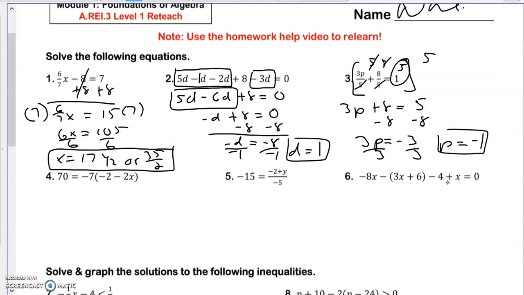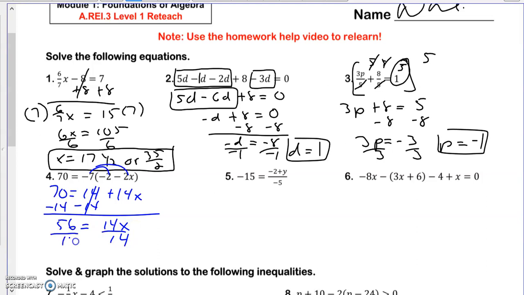Taking a look at the next one, the first thing I need to do on this one is I need to distribute. So I get 70 equals, 2 negatives make a positive, 14x. And then I'm going to subtract 14 from both sides. This cancels out, and I get 56 equals 14x. Then I'm going to divide by 14, and when I divide by 14, I get x equals 4.